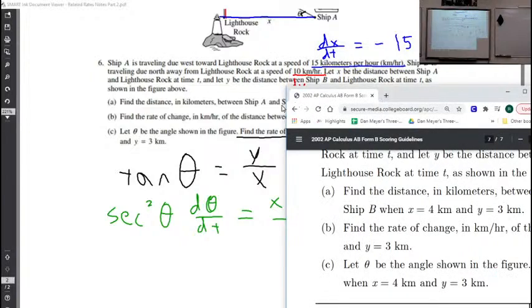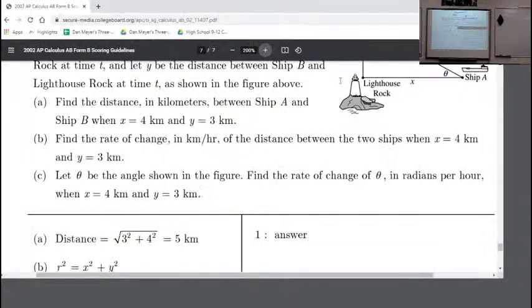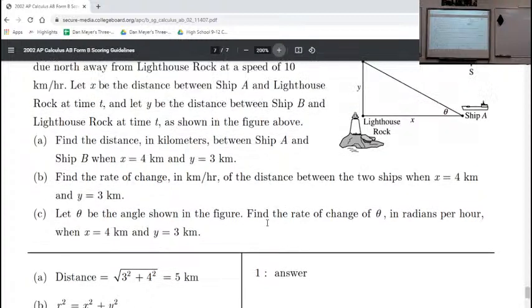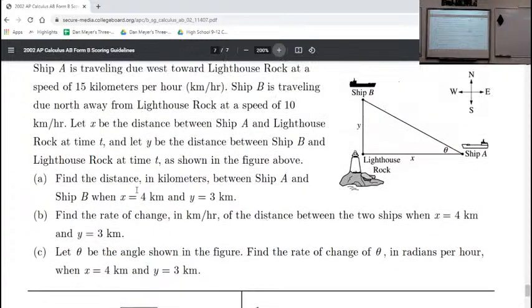And here's how they did it. Okay. First off, it asks find the distance between ships A and B when x is 4 and y is 3. And I gave you the hint that this was not a calculus question. This is a Pythagorean theorem question. It's saying, here are my two legs, what's the hypotenuse?